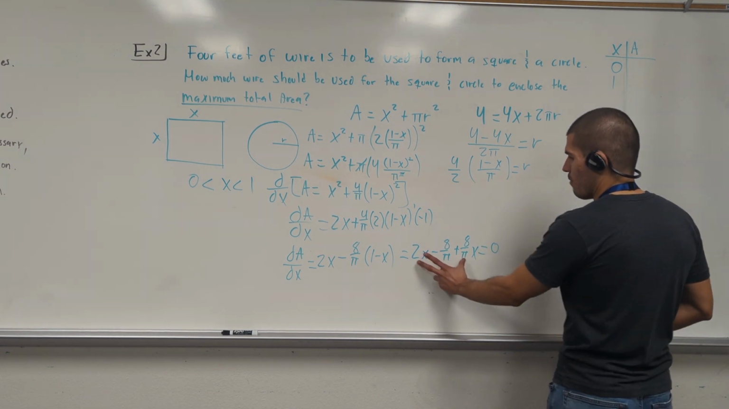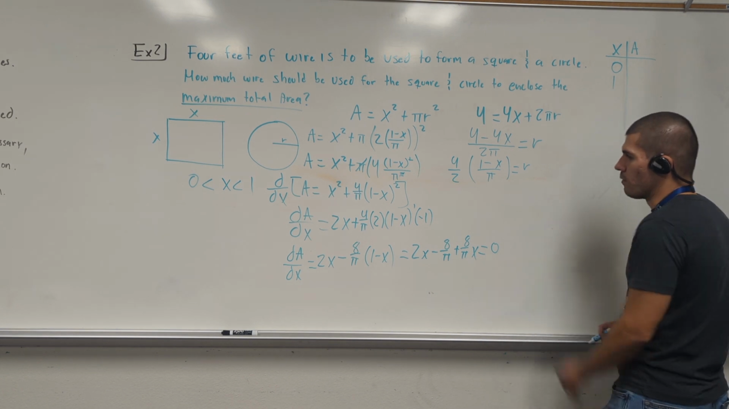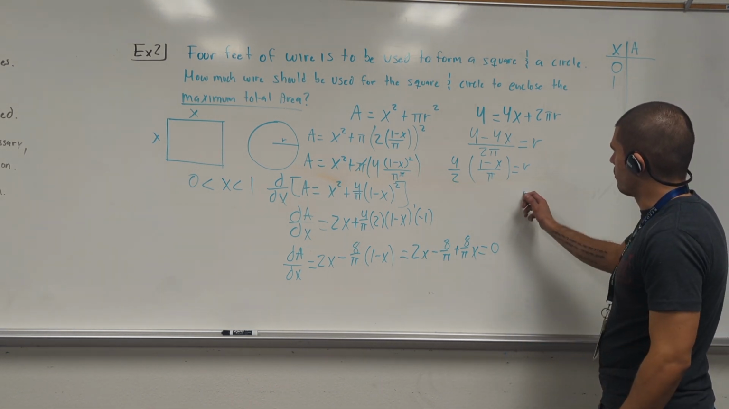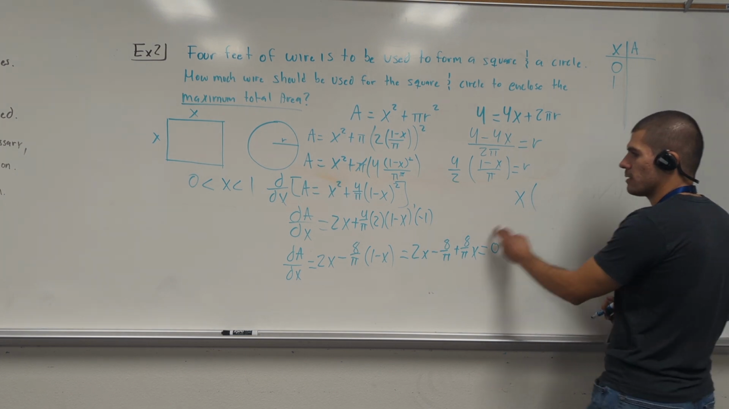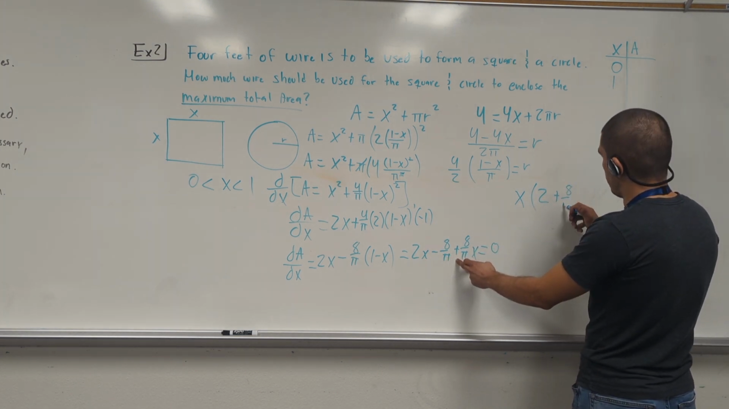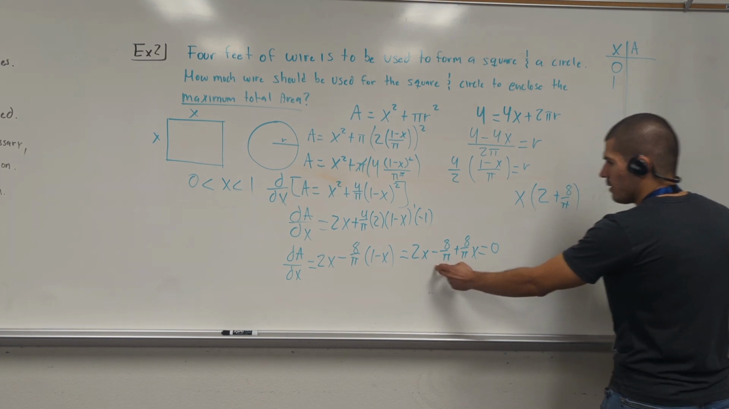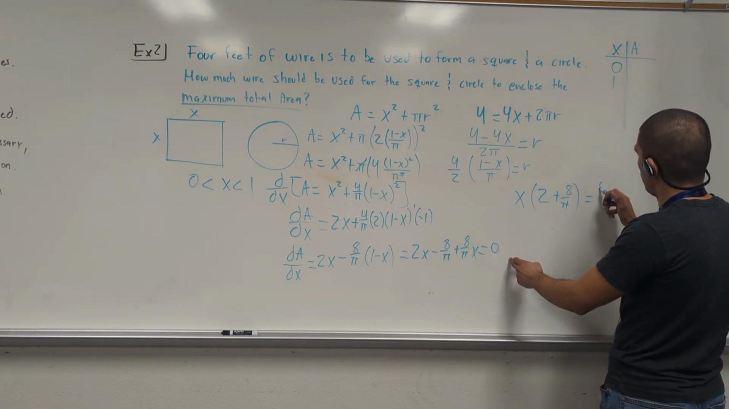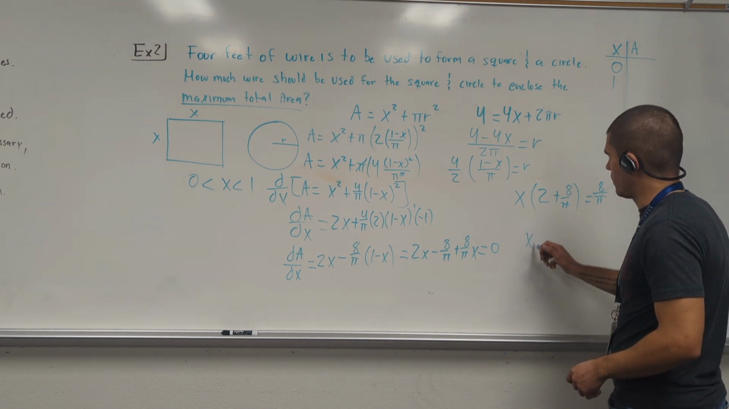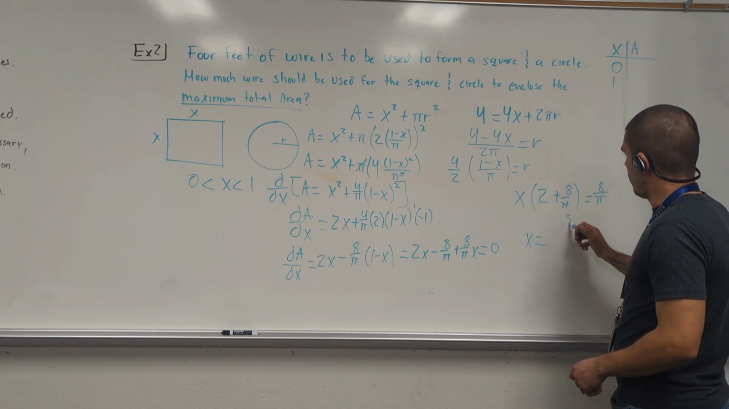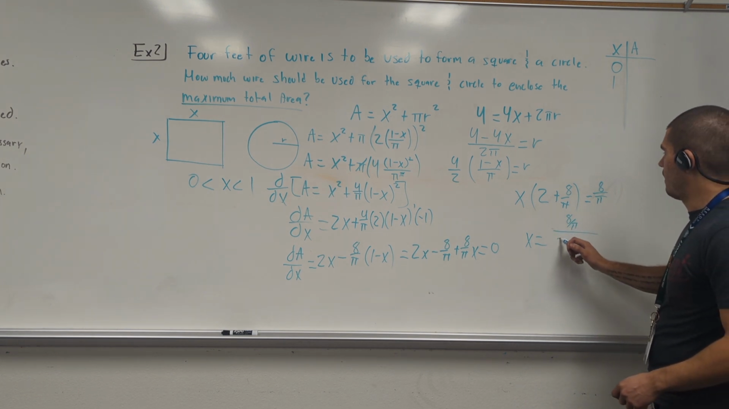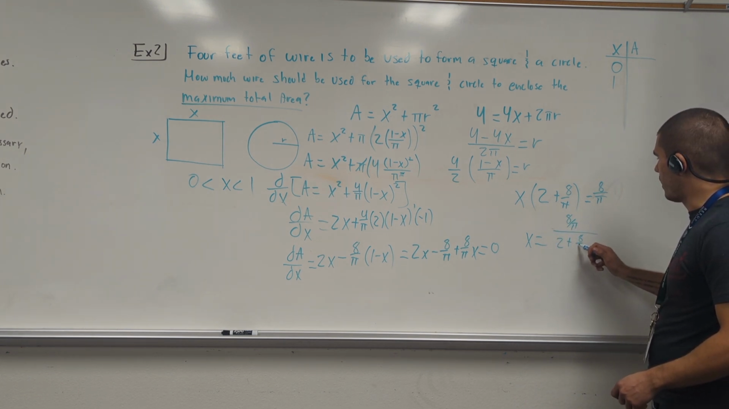So I should be able to combine this 2 and then bring this over. I'm going to factor out an x. If I factor out an x, then I'm left with a 2, and I'm left with a plus 8 over pi. I'm going to bring this over here by addition, so it'll be 8 over pi. To get x by itself, I would have to say x is equal to 8 over pi divided by 2 plus 8 over pi.